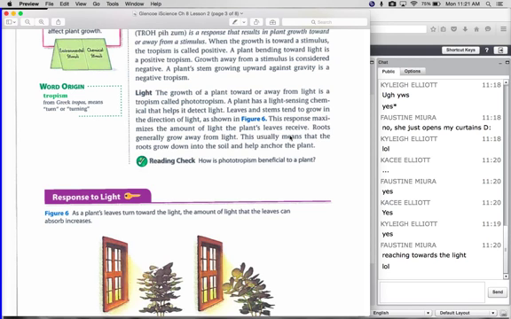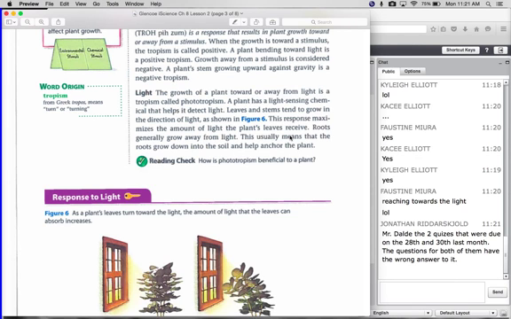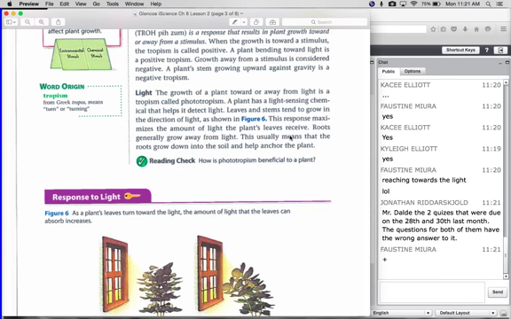Positive or negative? All you guys got to do is type plus or minus. Come on, you guys. Okay, Jonathan, I'll check those out. But there we go, a positive. All right. Now, I got a question for you. Plant growth and gravity, is that positive or negative tropism?